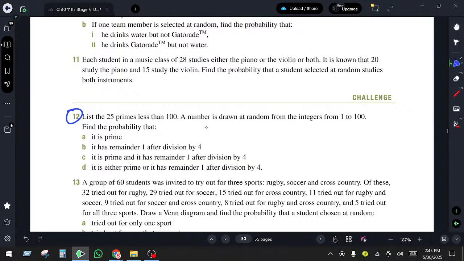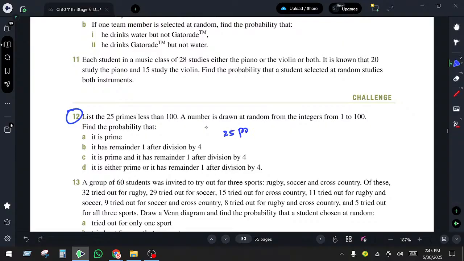Read the question, please. List the 25 primes less than 100. A number is drawn at random from the integers from 1 to 100. Find the probability that it is prime. Oh, how many primes less than 100? There are 25 primes less than 100.